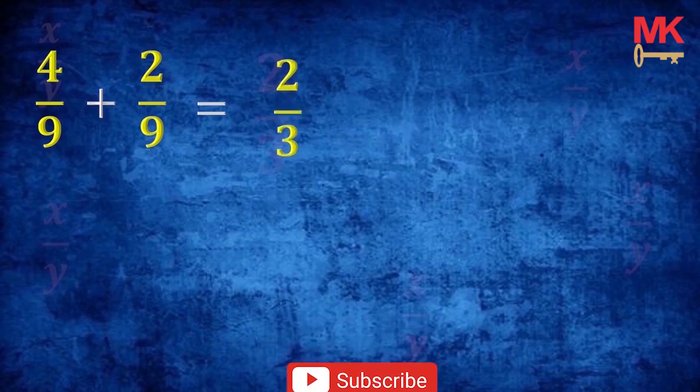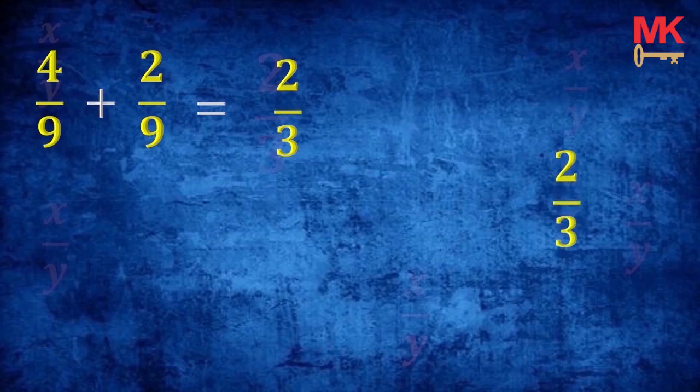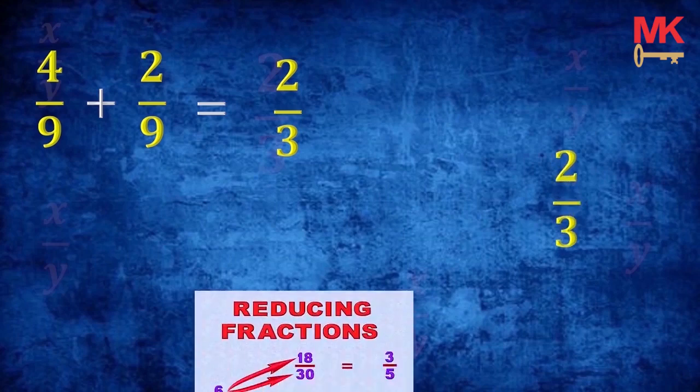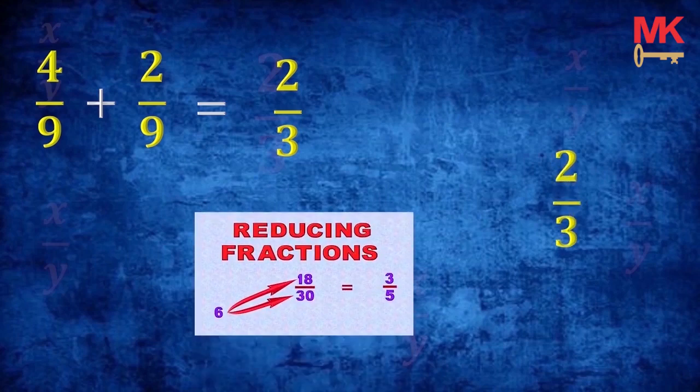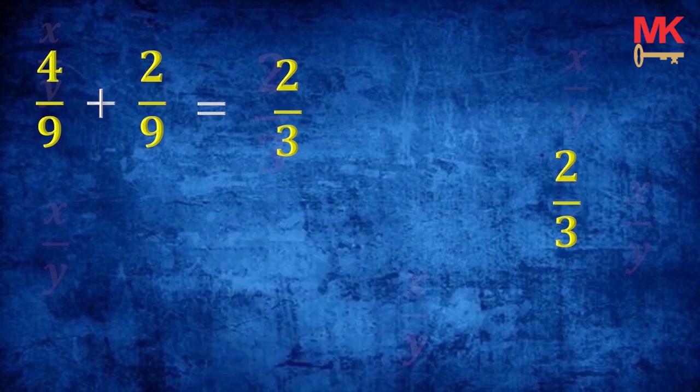If you get confused and you want to know how the fraction 6/9 has been reduced to 2/3, you may need to watch my video on reduction of fractions to lowest terms. This is just how to add fractions with the same denominators.